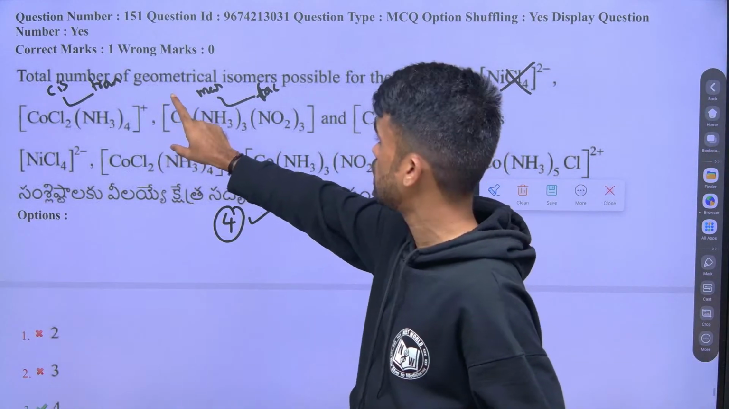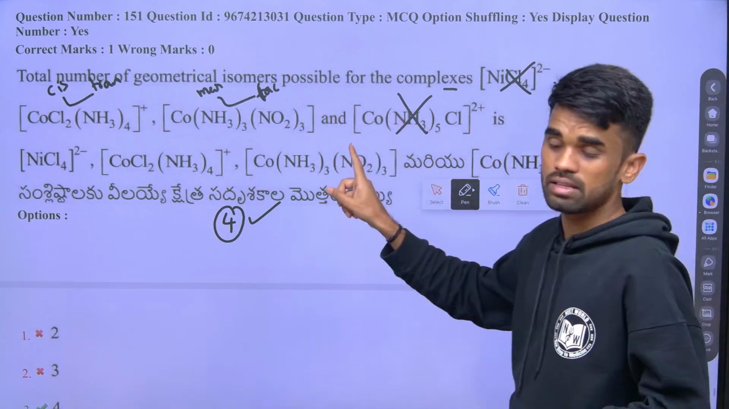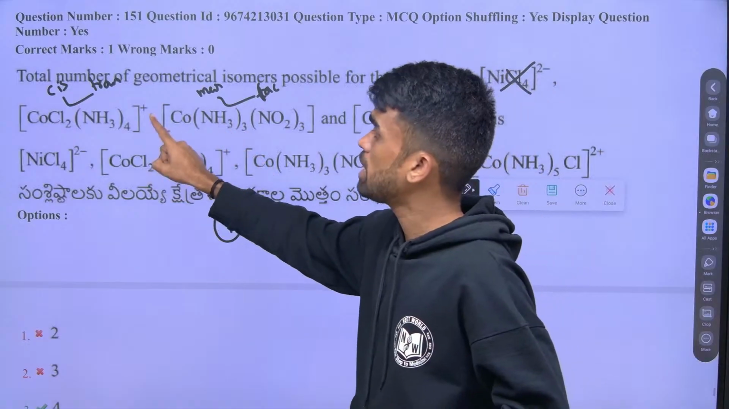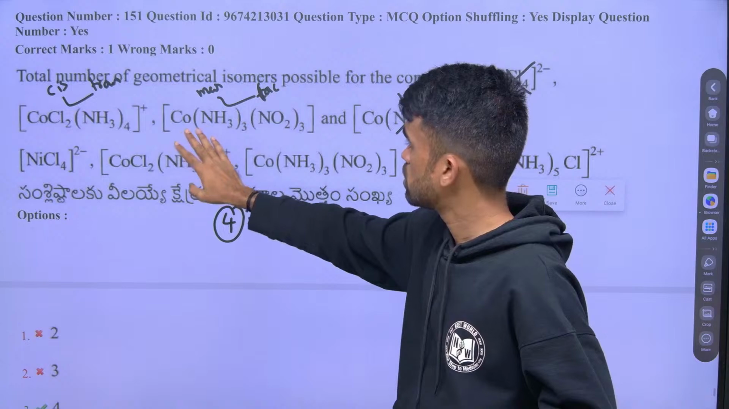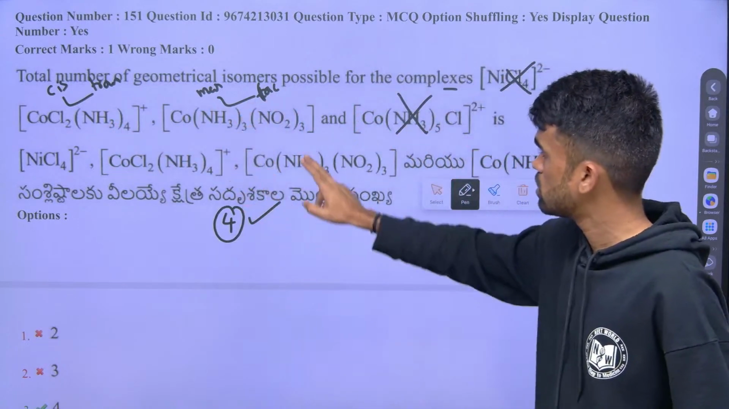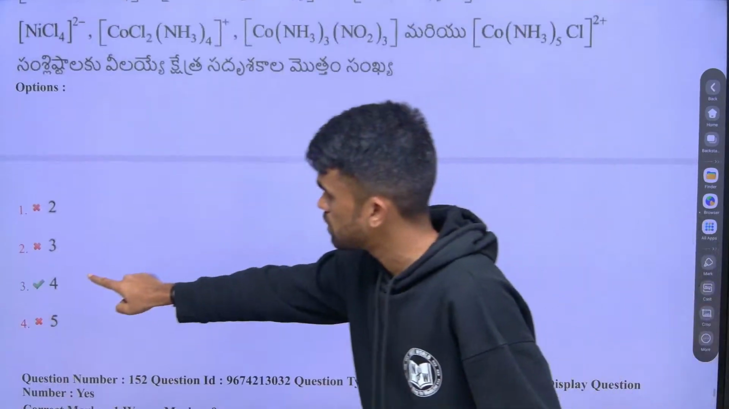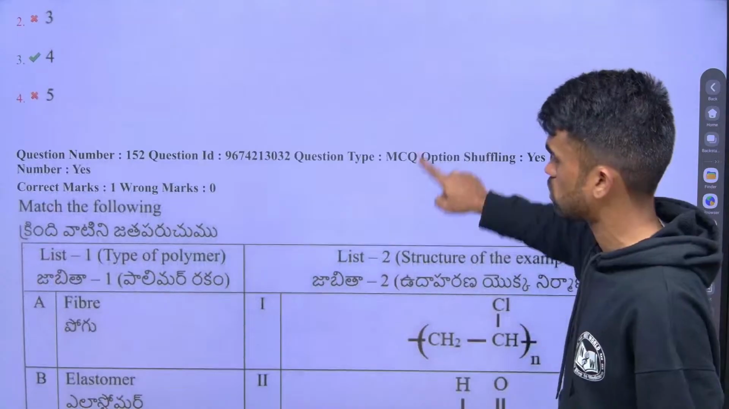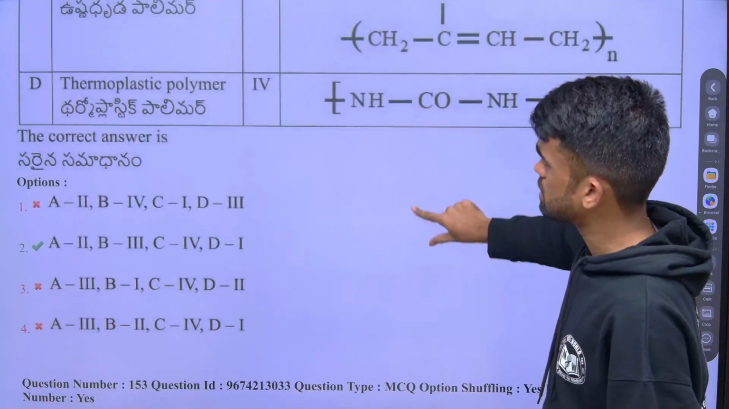When I read that the first time, I felt it was asking how many compounds will show geometrical isomerism. That is not the question here. The question is how many isomers exist here. Total number of geometrical isomers possible here: those are 4. Here cis-trans, here facial and meridional. So those are the 4, correct. So you can go with option number 3, which is 4. It's correct only.